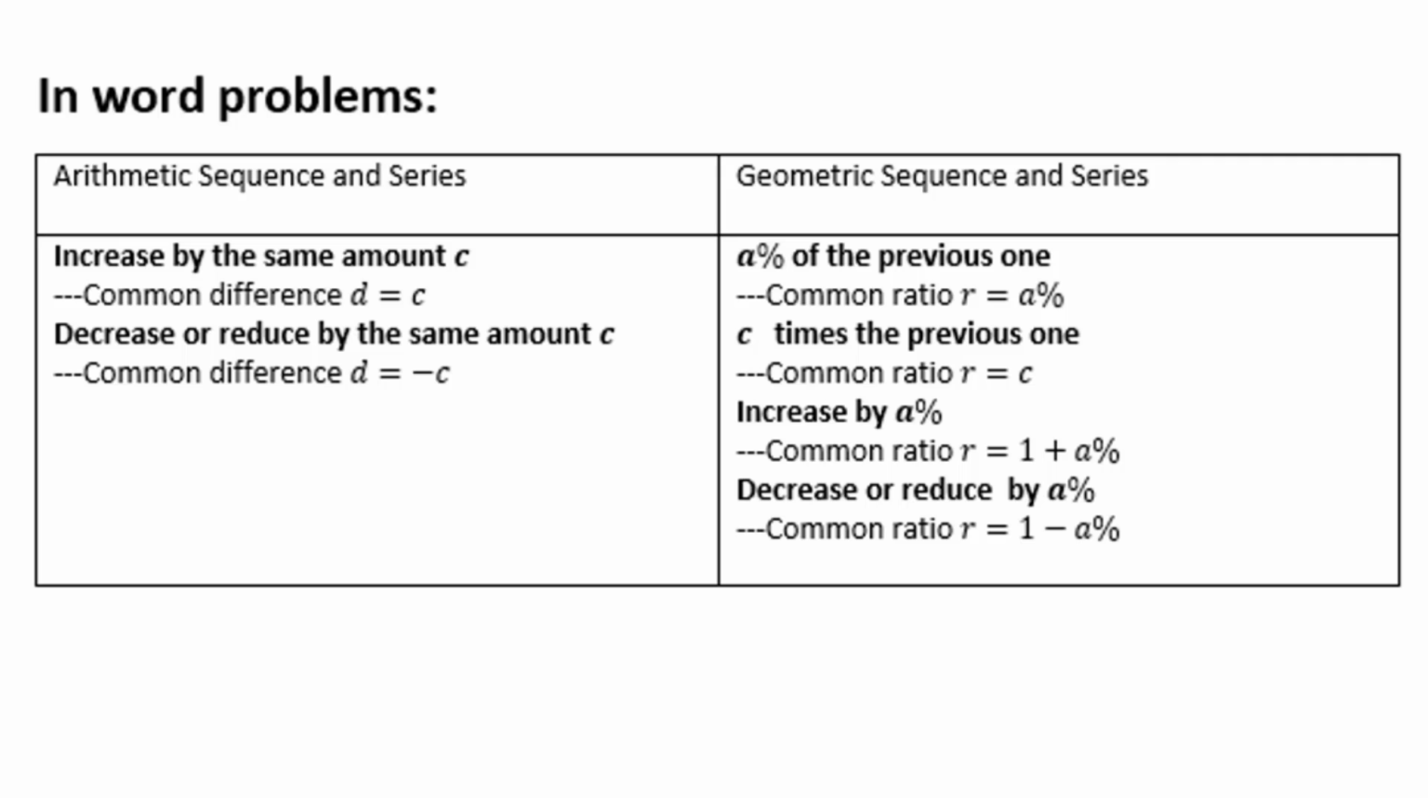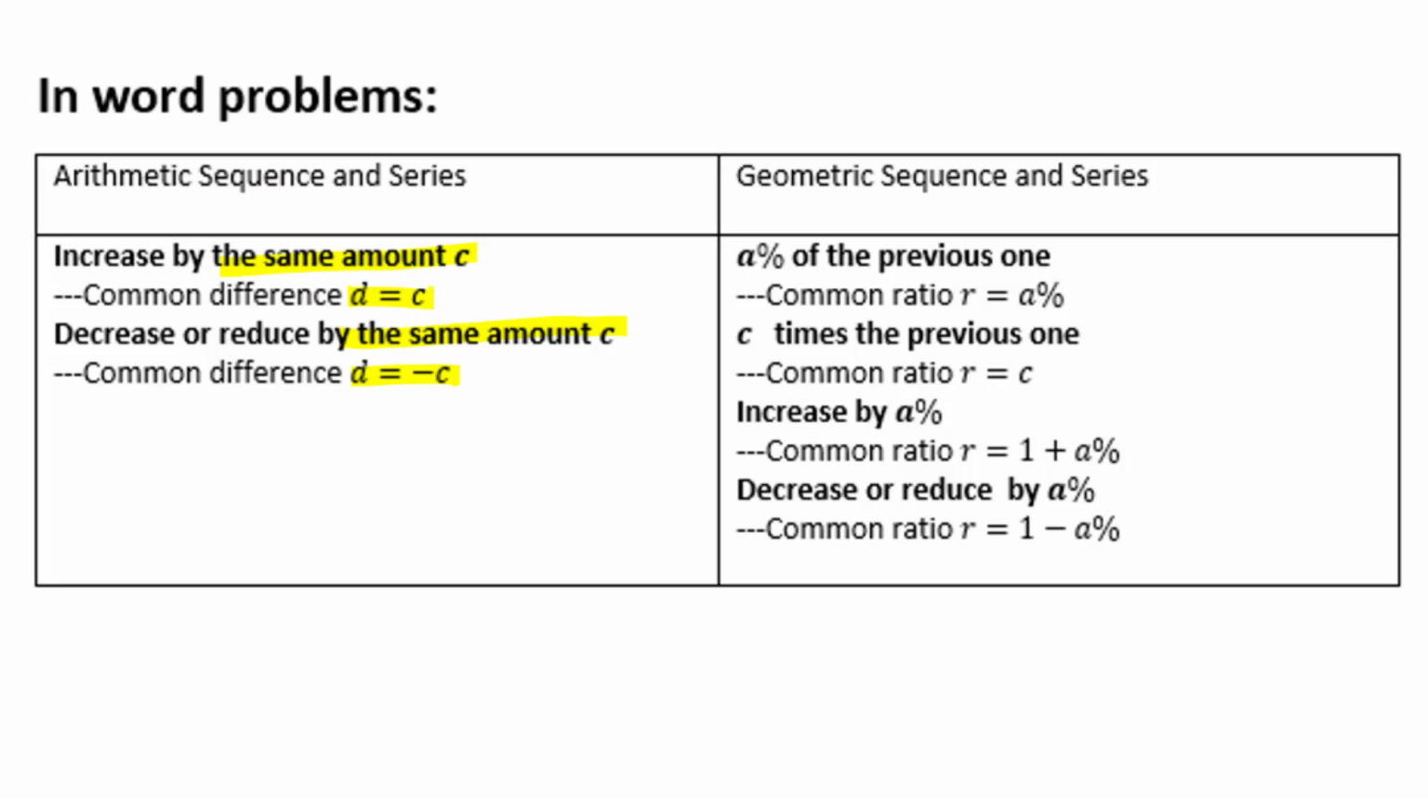When you see the word increased by the same amount or decreased or reduced by the same amount c, then this is an arithmetic sequence and a series. For increase by the same amount c, the common difference equals c. For decrease or reduce by the same amount c, the common difference equals negative c.